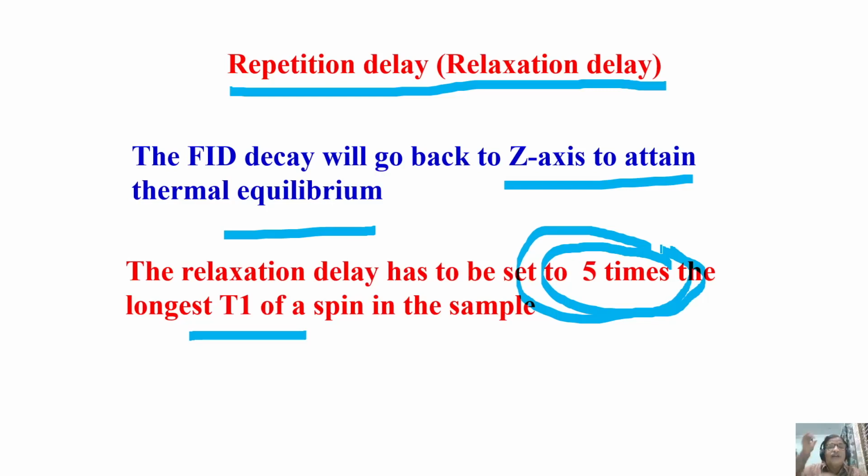Now you may ask me a question: why should I wait for 5 times the T1? Supposing my T1 is several hours, not seconds, minutes or hours, I am wasting my time. There are many methods, especially in the solution state, to bring down the relaxation, like some shift reagents, or chromium acetylacetonate. We can add a microgram quantity to bring down the relaxation. There are several methods. Also, you don't have to wait for 5T1.